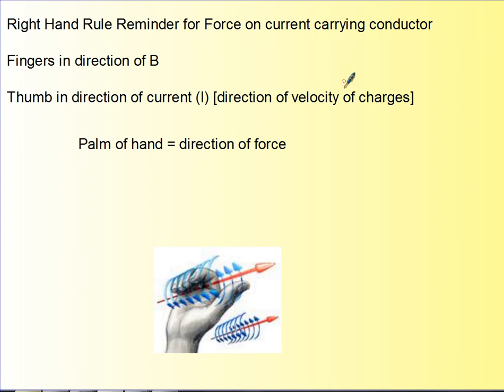The right-hand rule for force on a current carrying conductor is very straightforward. We've already gone through it. Put your thumb in the direction of the current, and the magnetic field will make concentric circles around. And the palm of the hand, of course, is the direction of force, which will be toward the wire.